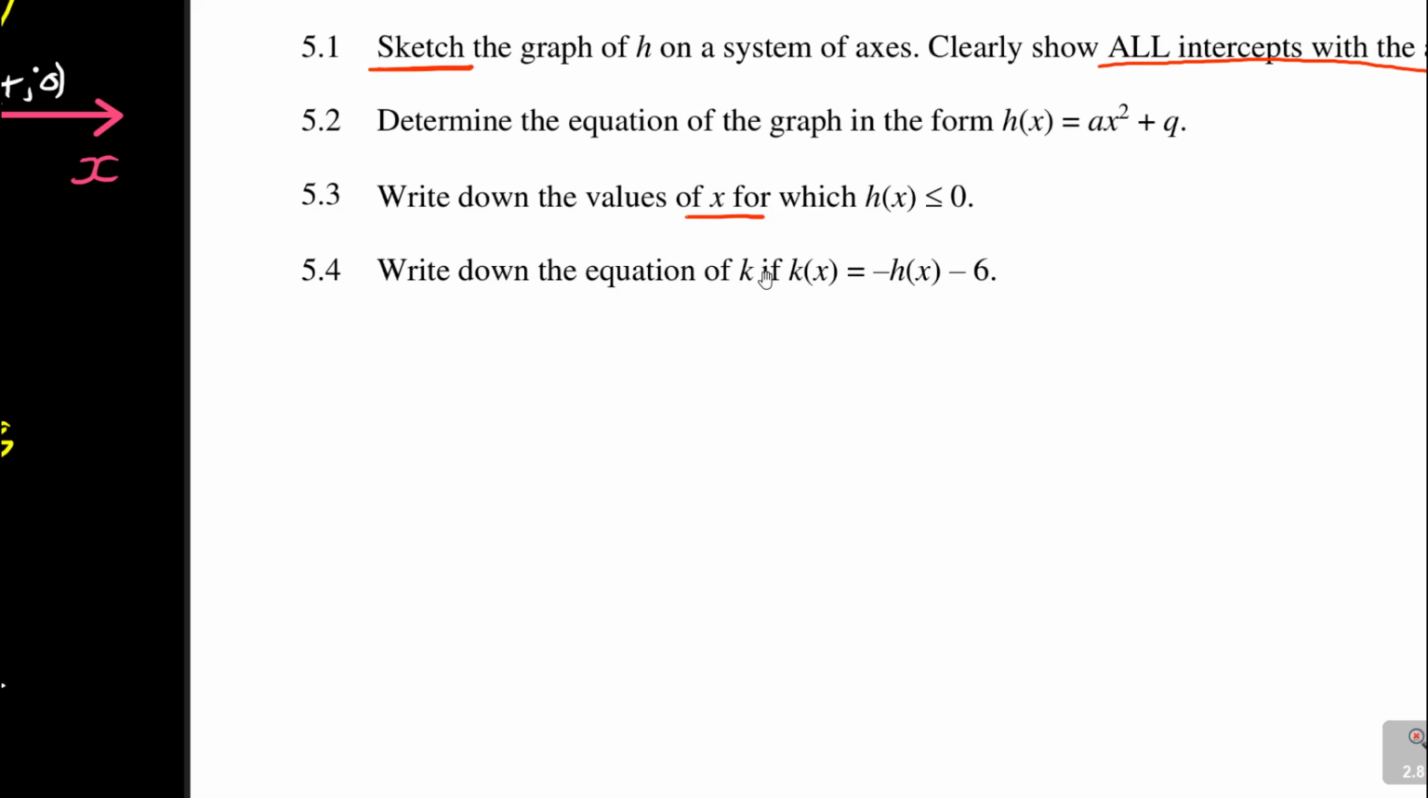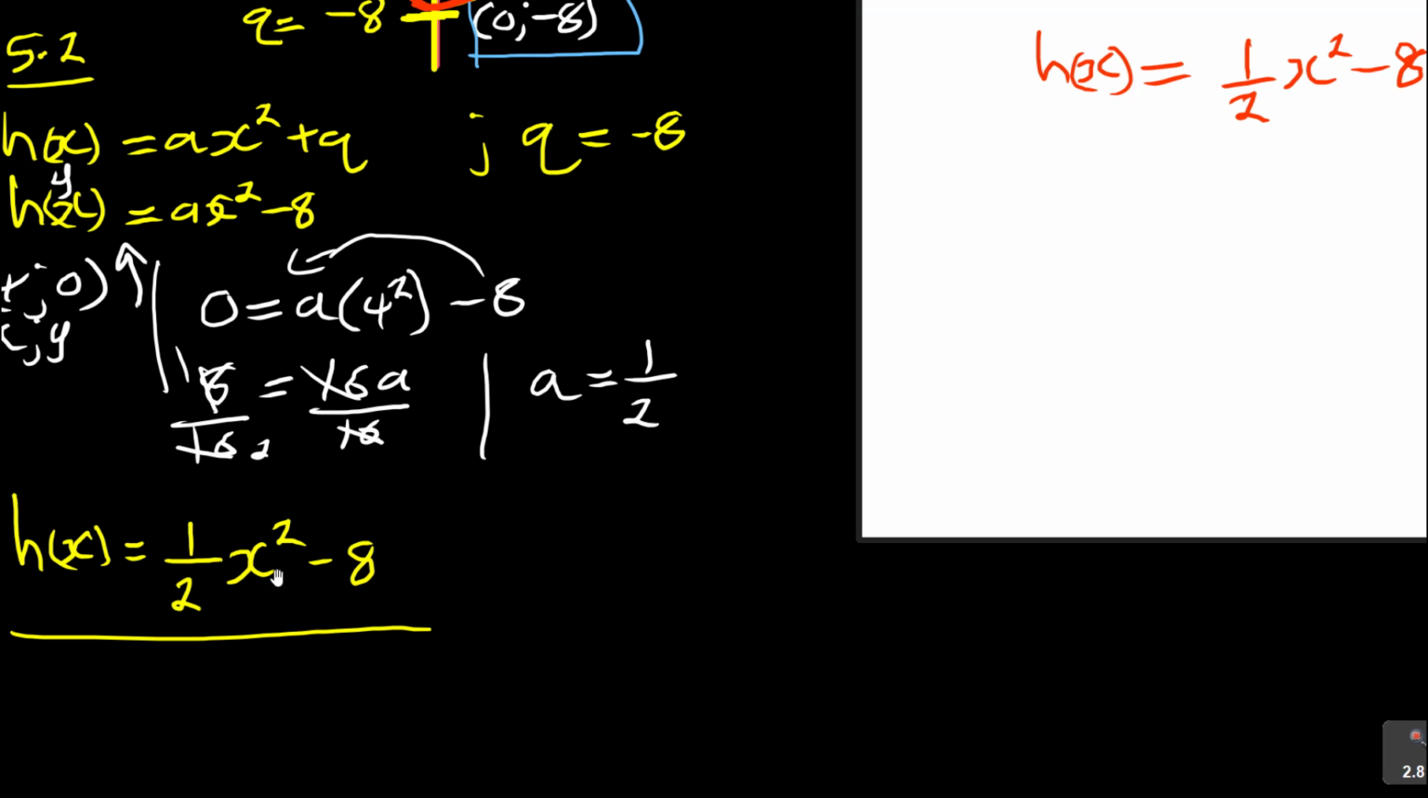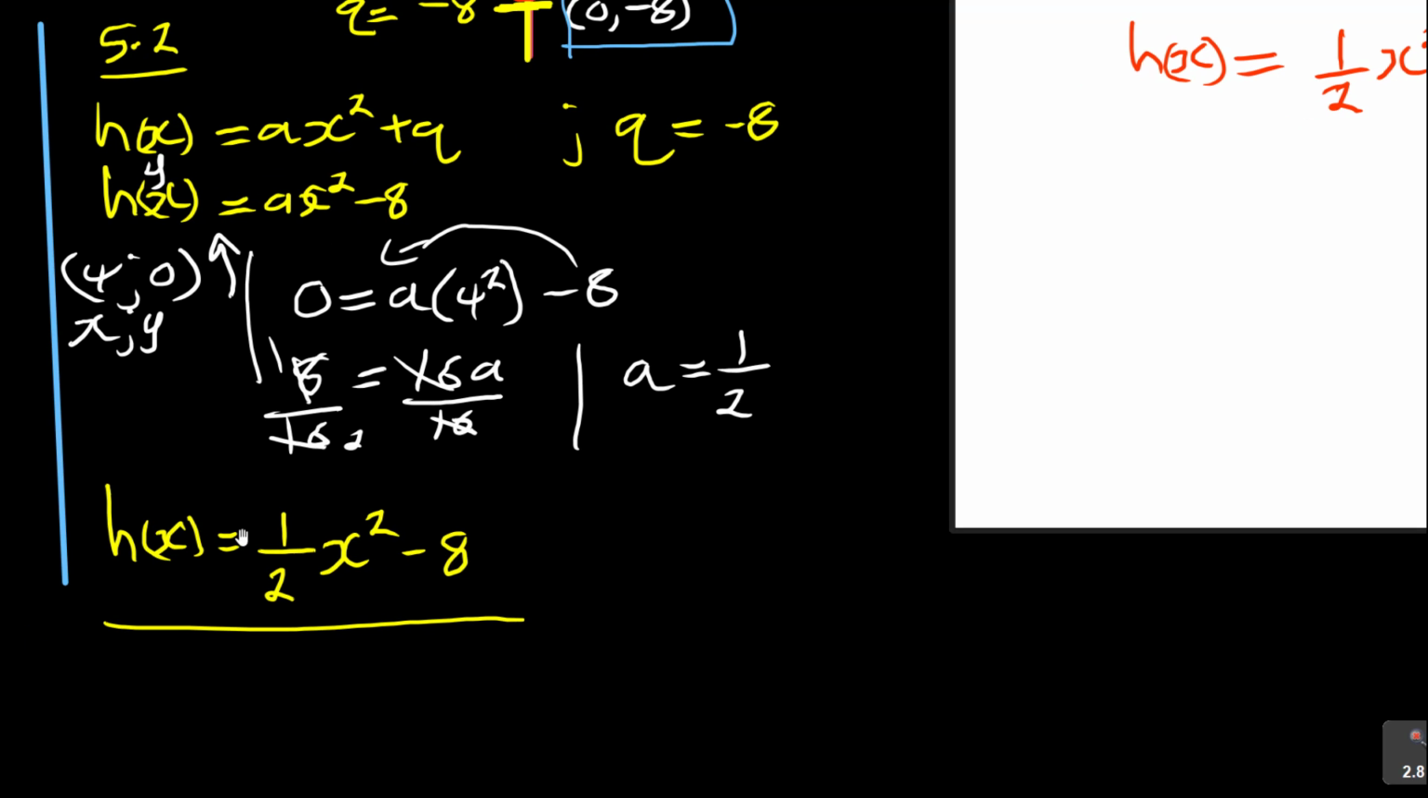5.4, write down the equation of k if k of x is equal to minus h of x minus 6. Now we know what h of x is. H of x is equal to, it was 1/2, that was our a, x squared minus 8. Still remember, we found it somewhere here. 1/2 x squared minus 8. That was h of x.